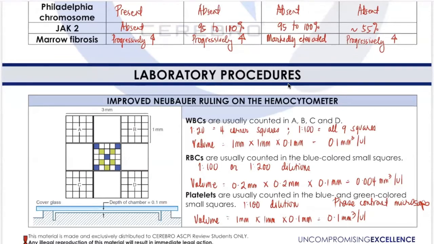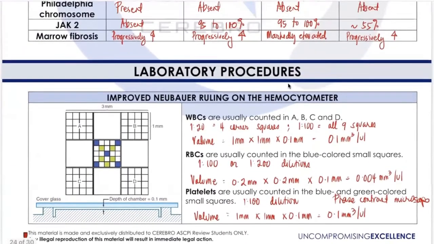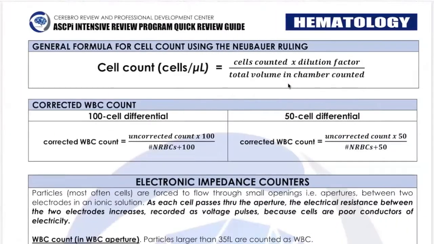Okay, so we have a general formula for the cell count using the Neubauer ruling. So it's really safe to use this formula as long as you know the dimensions of the hemocytometer. All you have to do is place the cells counted on both sides. Then the dilution factor. The dilution factor is automatically the denominator of the dilution, provided the numerator is 1. And the total volume in the chamber counted.